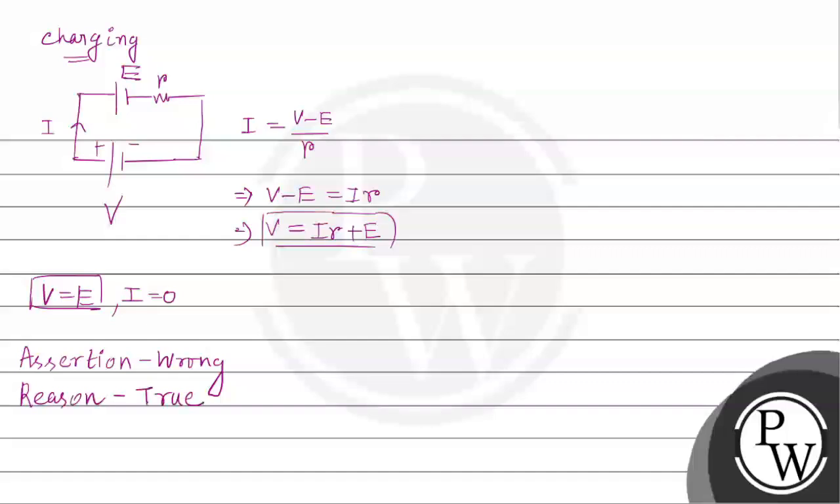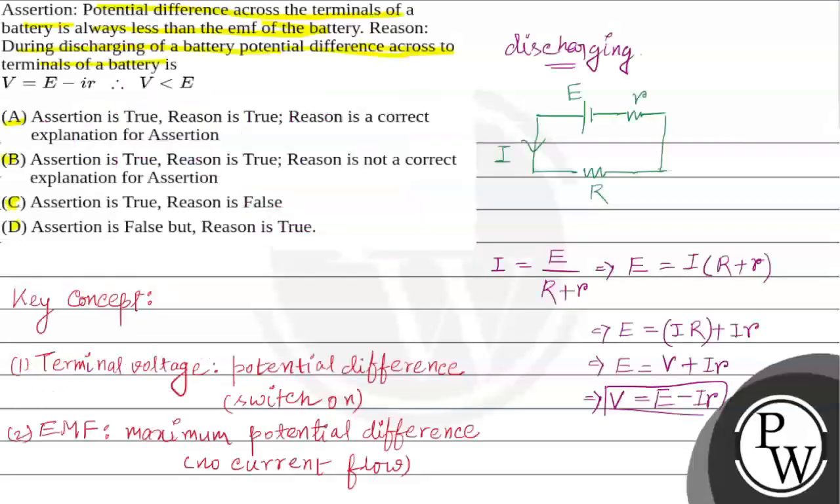In the case of discharging, the voltage supply comes from the battery. So the voltage of the battery decreases, and we can say that in this case EMF is greater than the terminal voltage. So from our conclusion we can say that assertion is false but reason is true. That is, option D is correct. Hope you have understood it well and best of luck.